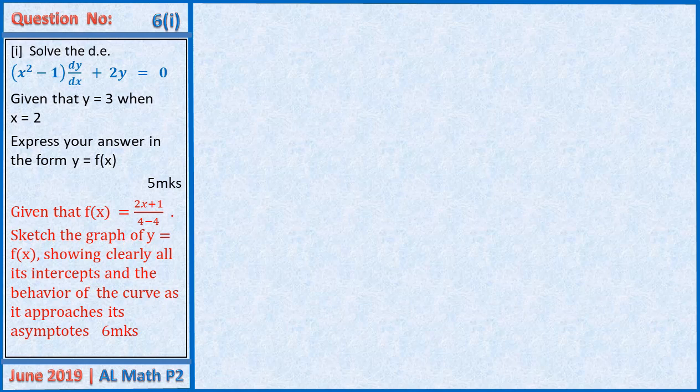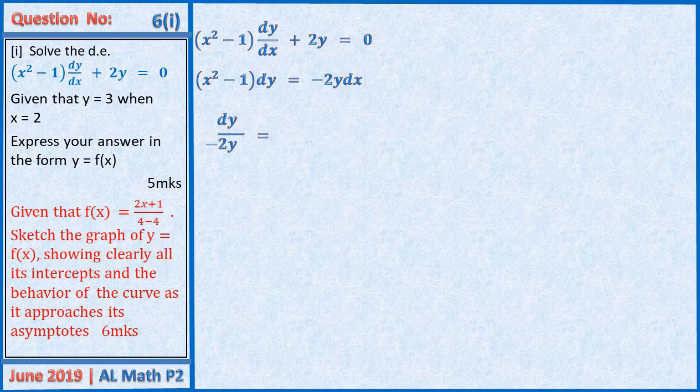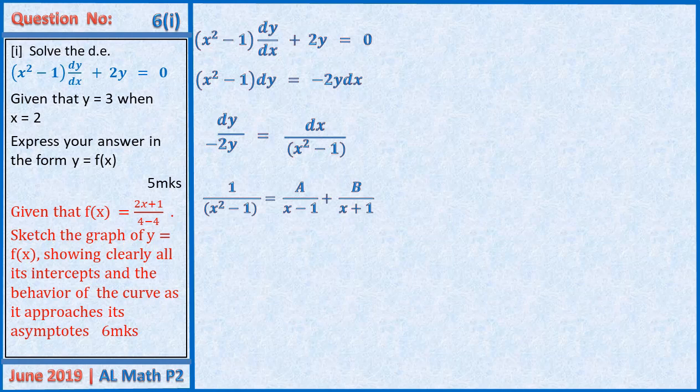Looking at this differential equation, we can easily solve it by separating variables. In this case we have (x squared minus 1) dy equals minus 2y dx, and separating variables we have dy over minus 2y equals dx over x squared minus 1. The right hand side can be expressed in partial fractions as 1 over x squared minus 1 identical to A over x minus 1 plus B over x plus 1.